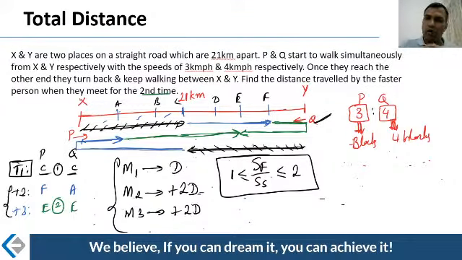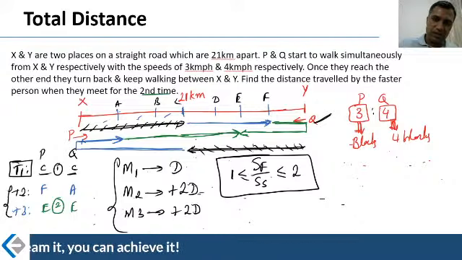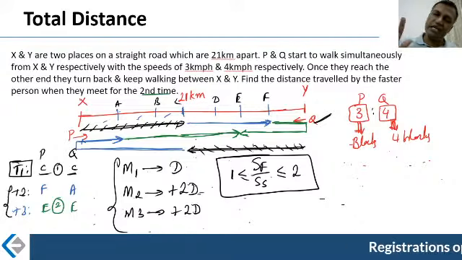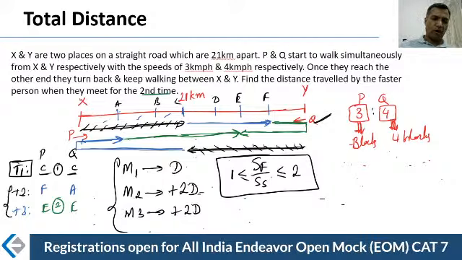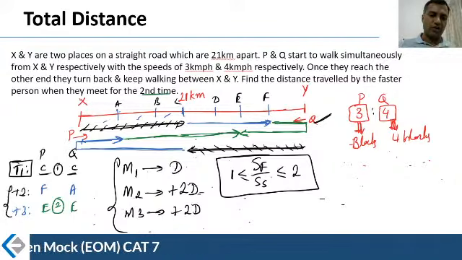Now this is the point I want you to understand. This concept is true when the speed of the faster person divided by the speed of the slower person lies between 1 and 2, including 1 and 2. This point I want you to remember. This is the point I wanted to make in this question.